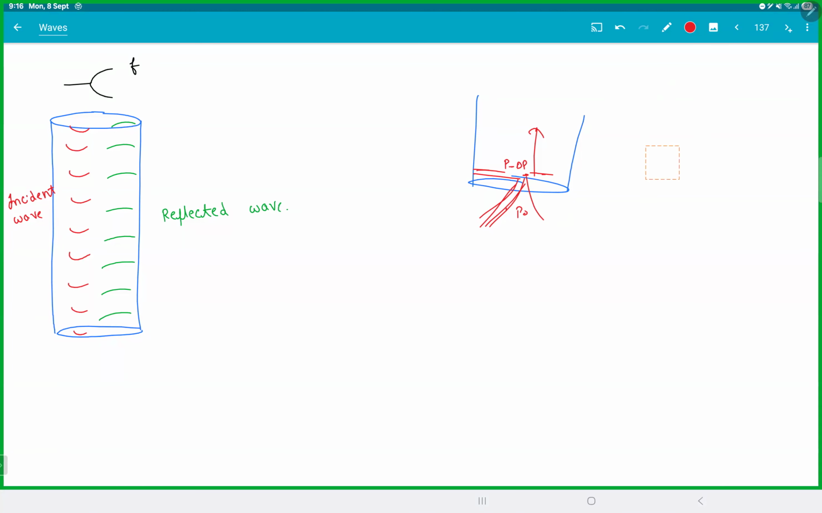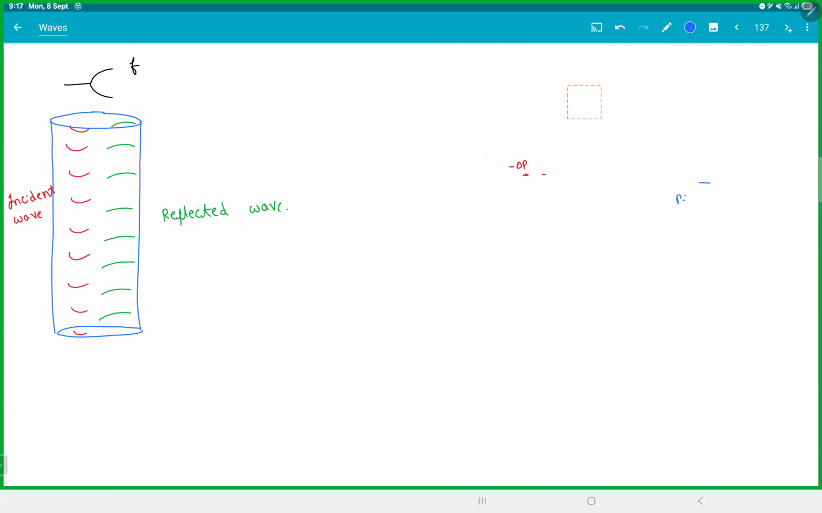Similarly, when a rarefaction comes and hits an open end, you have a low pressure region. The atmosphere is at higher pressure, so the gas will rush in, pressure increases, and you get a compression. Is that making sense? So at an open end, when a rarefaction hits, you get a compression. When a compression hits, you get a rarefaction. It behaves exactly like a fixed wall.